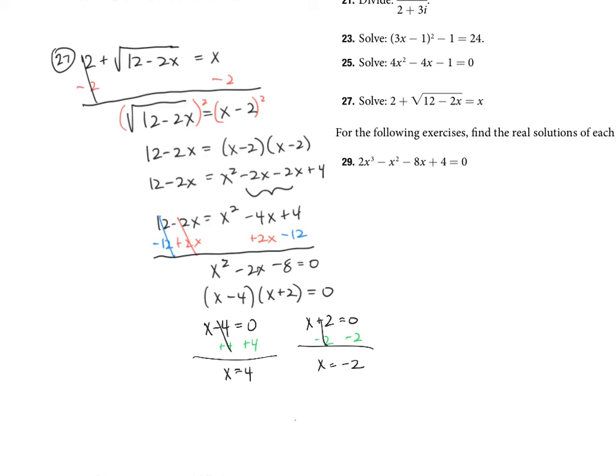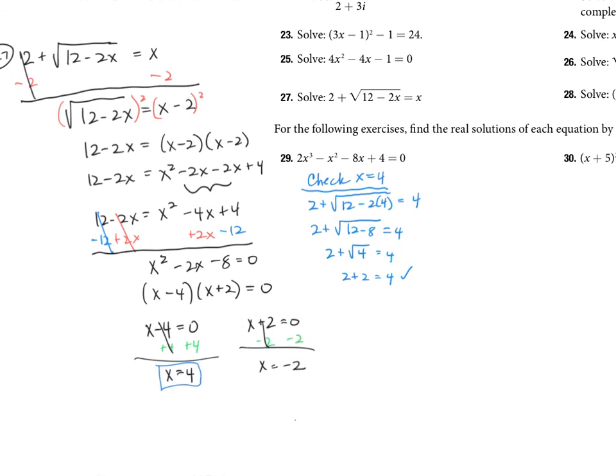Again, I started with a radical in my equation, so I have to check these. Do not forget this step. So first I need to check x equals 4. Everywhere I see an x, I'm going to put a 4. So 2 plus the square root of 12 minus 2 times 4 is equal to 4. So that's going to be 2 plus the square root of 12 minus 8 is equal to 4. So 2 plus the square root of 4 is equal to 4. The square root of 4 is 2. So 2 plus 2 equals 4. That does check. So 4 is a valid solution.